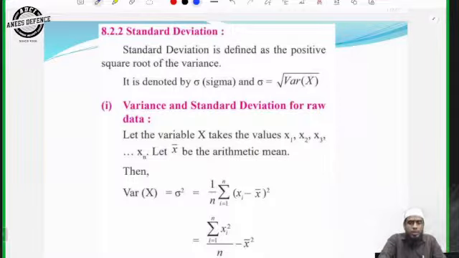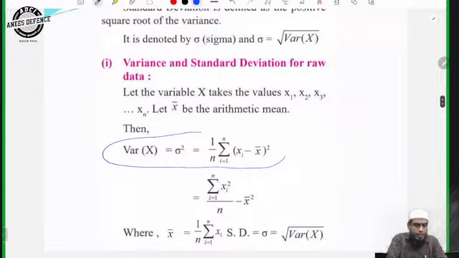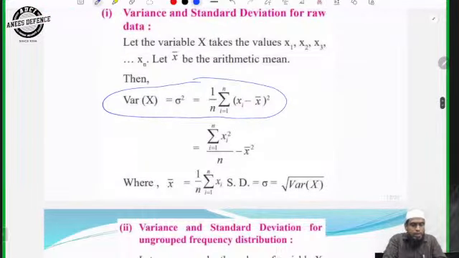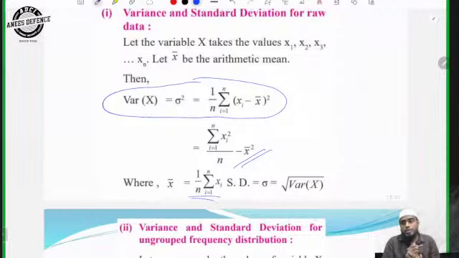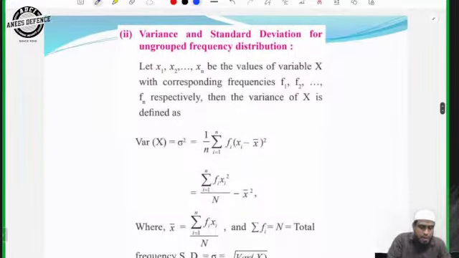So variance for raw data is given here. That is the same formula applied here. And finally, by simplifying the equation, you will get this formula, where x bar represents the mean of the n observations. x bar is equal to summation of i equal to 1 to n, xi, by the number of observations. If it is an ungrouped frequency distribution, we can use this formula.